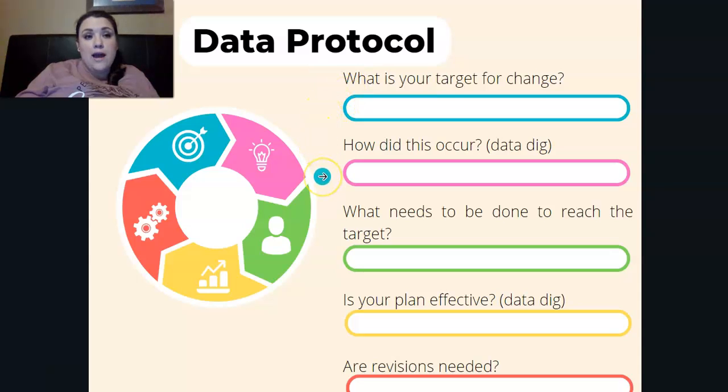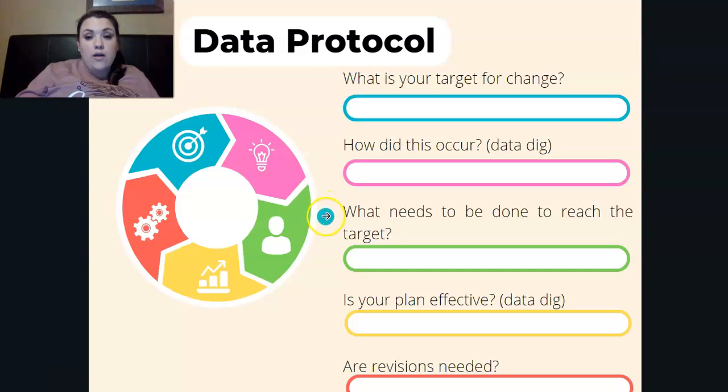Then we're going to go to how did this happen or how did it occur. This is going to be our first data dig. The back side of this handout would give kind of a place to record that information and have it handy.